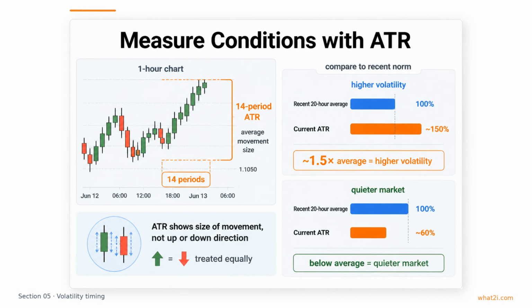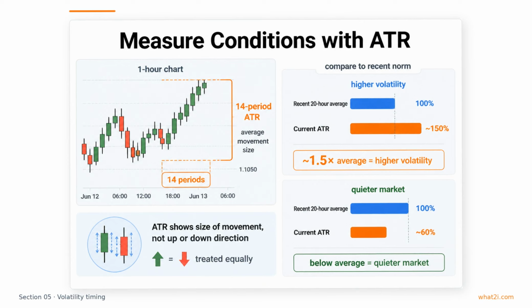One practical way to measure conditions is with average true range, or ATR. ATR estimates how much price has been moving on average, and importantly, it measures size of movement rather than direction. A simple approach is to use a 14-period ATR on a 1-hour chart and compare it with a recent 20-hour average. If current ATR is around 1.5 times that average, volatility is meaningfully above normal. If the reading is lower than recent norms, the market is probably quieter. This does not tell you whether price will go up or down, but it does tell you what kind of environment you are dealing with. That makes ATR a useful tool for deciding whether a breakout setup, a range trade, or no trade at all makes sense.